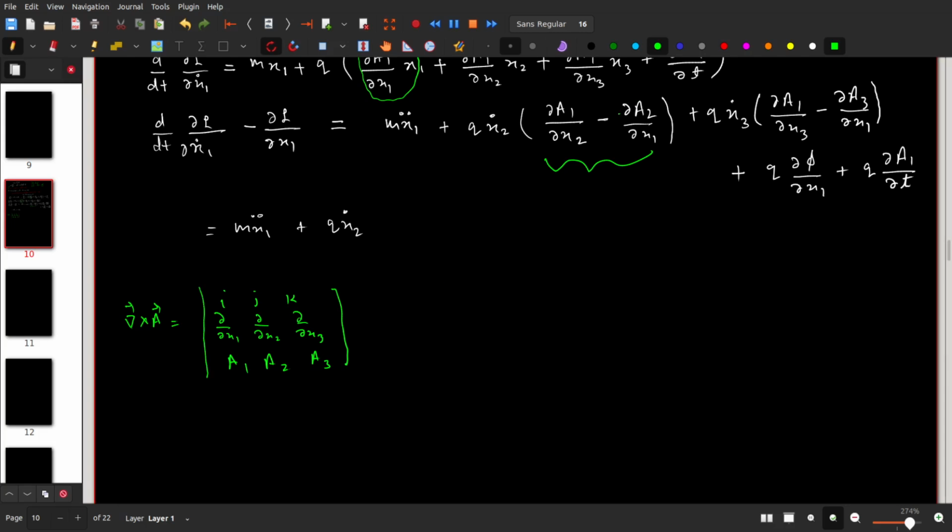Then you can see that del a1 by del x2 minus del a2 by del x1 is the negative of the third component of curl of A. So this is the negative of the third component of curl of A.